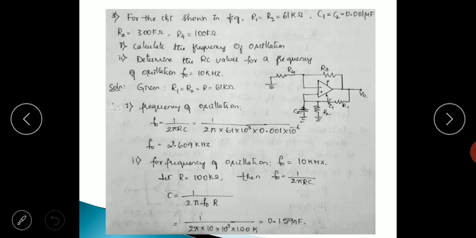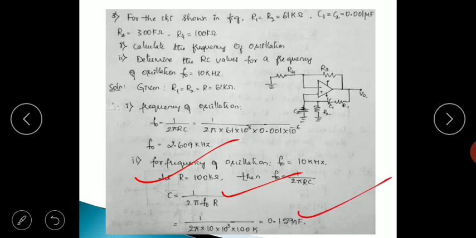F naught is 1 by 2 pi RC. F naught is given, and you have to find the values of R and C. So now both the values we can't find using the single equation. So what you do? We have to assume again one value. So I'll assume let R equal to 100 kilo ohm, then F naught is 1 by 2 pi RC, C is 1 by 2 pi F naught into R, and then C becomes 0.159 nanofarad. So this is how we can solve this.